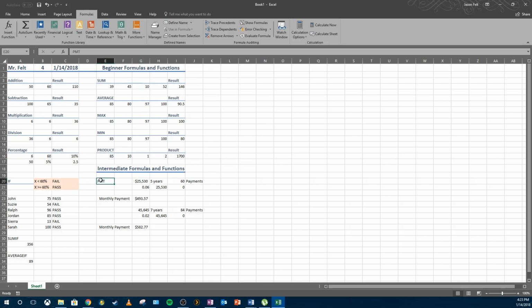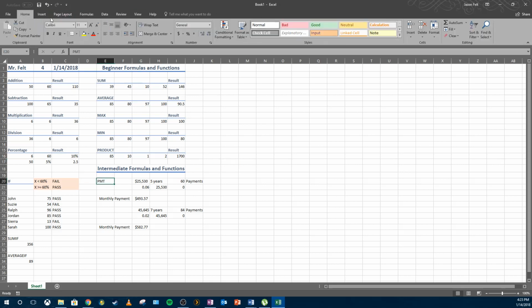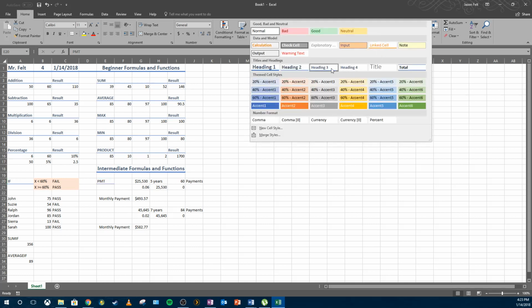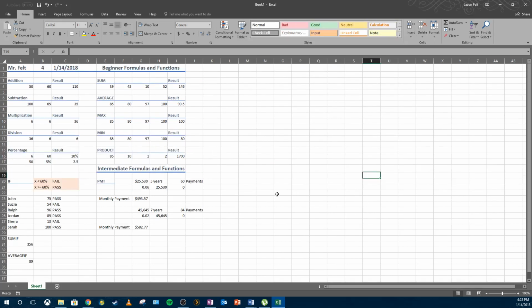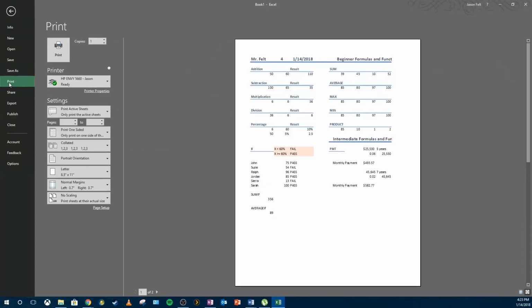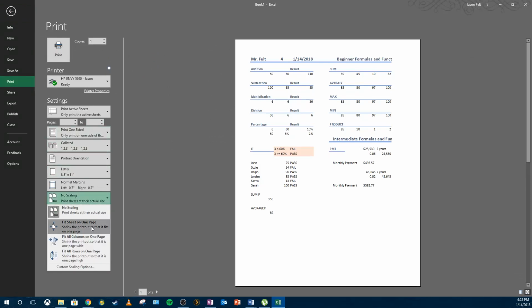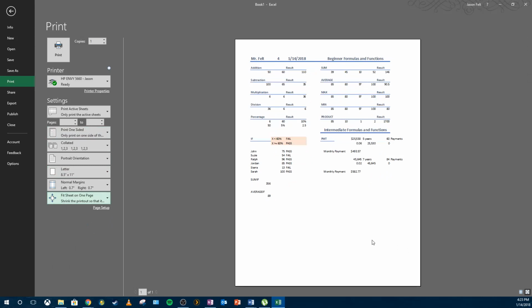Oh, I forgot one thing. Make sure the PMT function you change to heading 3. Okay, so what I want you to do is go ahead and save this, and then you're going to do 2 things for me. You're going to go to File, Print, and what I want you to do is change the scaling to fit on one sheet, and then you're going to print that to OneNote.